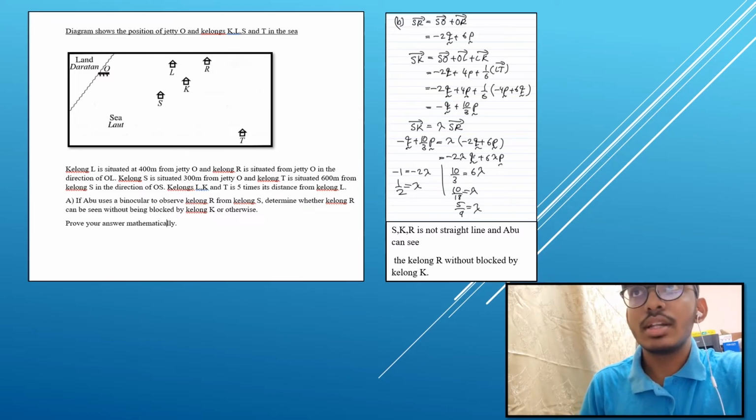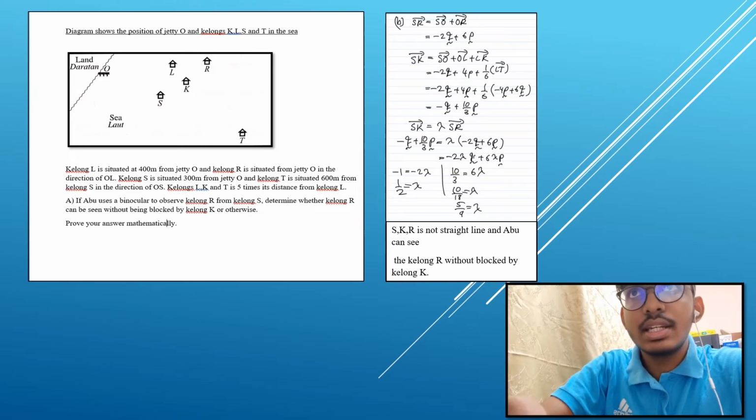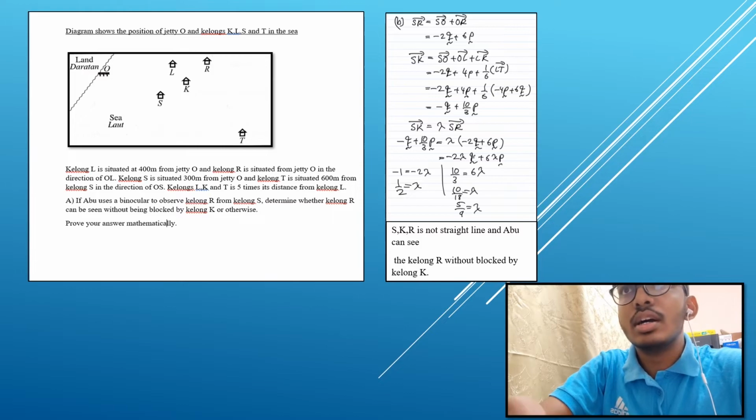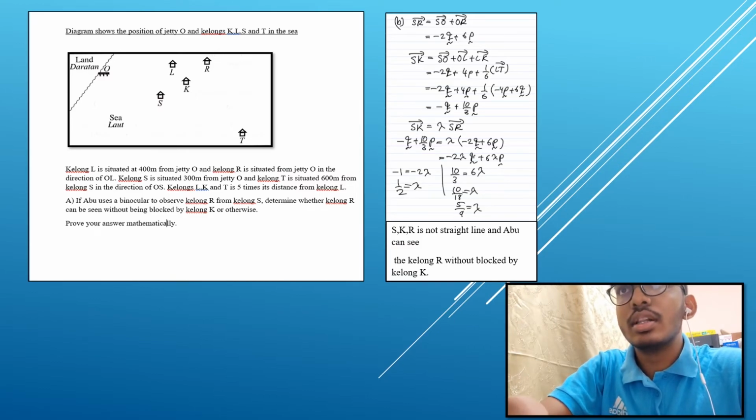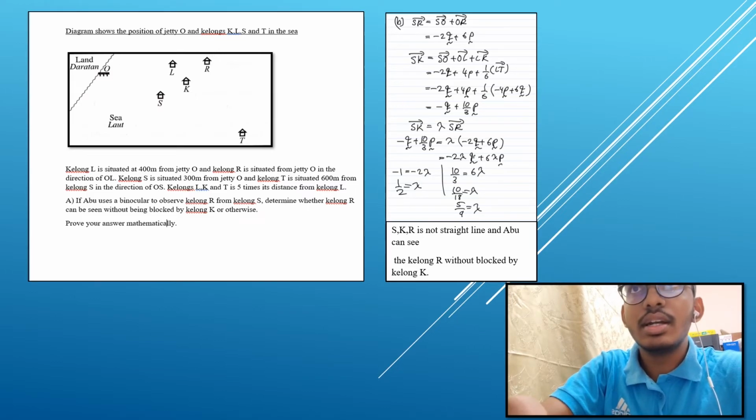First of all, Abu should calculate the distance of SR. So we need to calculate the distance by using the direction from SO to OR. Therefore, the distance of SR will be -2Q plus 6P. Next, we should calculate the distance of SK in order to determine whether S, K and R are in a straight line. The distance of SK should be calculated by the direction of SO to OL to LK. The distance of SO will be -2Q. The distance of OL will be 4P and the distance of LK will be 1/6 LT. The distance of LT will be -P plus 6Q.